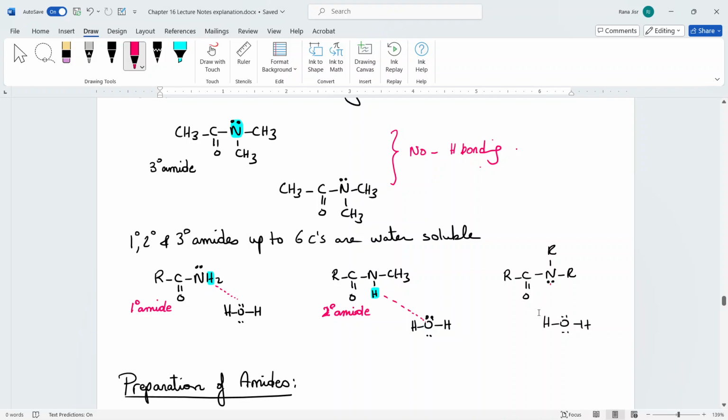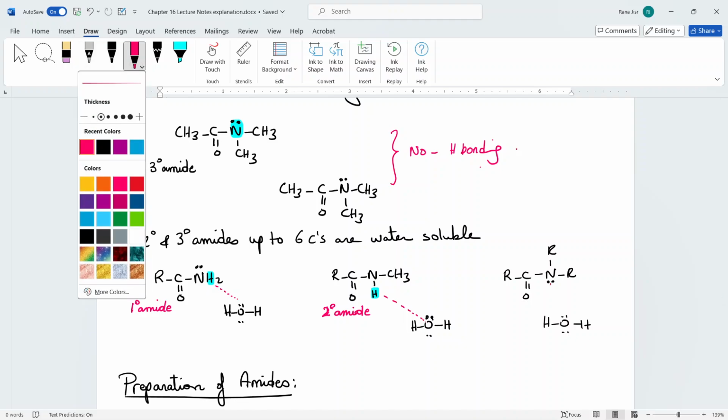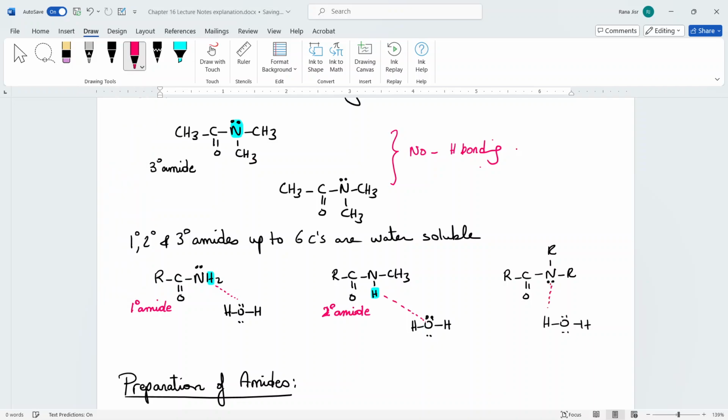Tertiary amides are also considered to be water soluble, even though they don't have a hydrogen donor. They don't have a hydrogen on the nitrogen, but I can use the hydrogen on the oxygen in there. So I can use the hydrogen in the solvent and interact that with the nitrogen. So they will have a hydrogen bonding in there. But please pay attention that we are limited to 6 carbons, whether we are working with primary, secondary, or tertiary amides. All of those are water soluble because they do have hydrogen bonding up to 6 carbons.